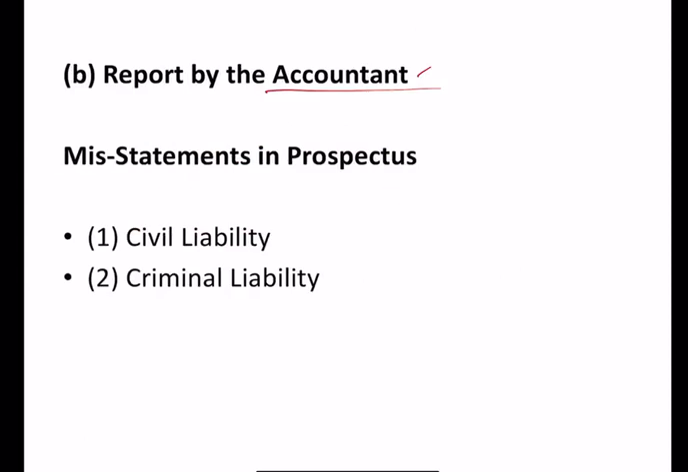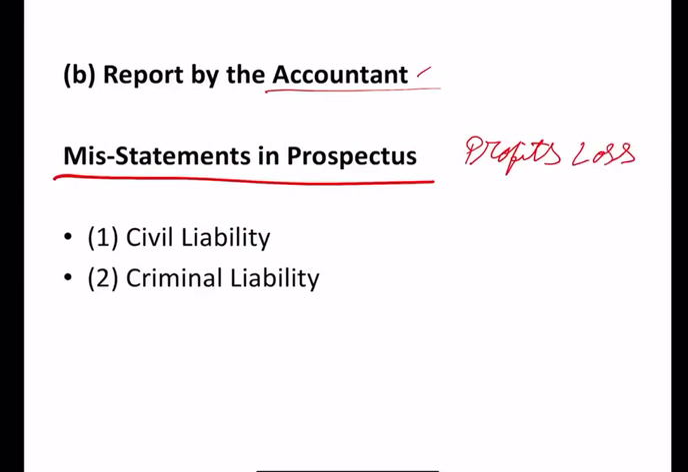And coming to misstatements in prospectus, no company should misrepresent the profits or losses. They will clearly mention the profits and losses as they are. If there is profit, they have to show profit. If there is loss, they will show loss. If there is any misrepresentation or misstatement in the prospectus, then it is liable for civil liability or criminal liability.